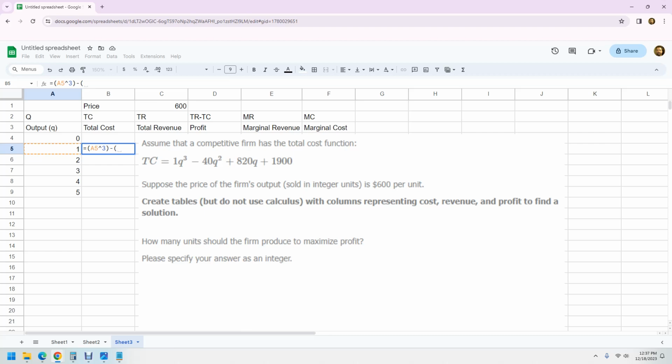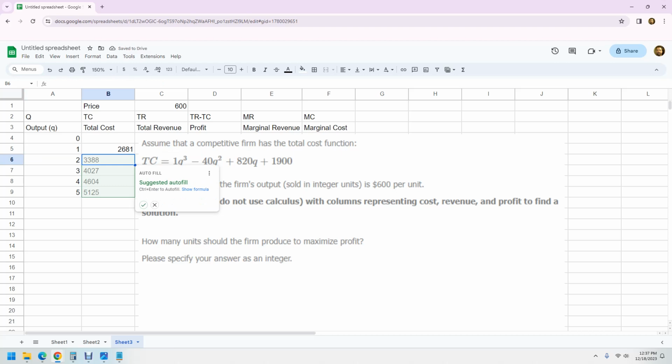Next thing I'm going to do, another parentheses for whatever is in this column here. So I want to go 40 times this raised up to the second power. I'll put that in parentheses. And then the next part is 820. Again, we'll put it in parentheses, 820 times that quantity, and then plus 1900. 1900 is the fixed cost of this function, and then we just hit enter, and it gives us that.